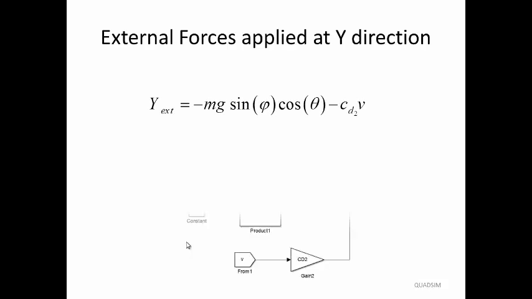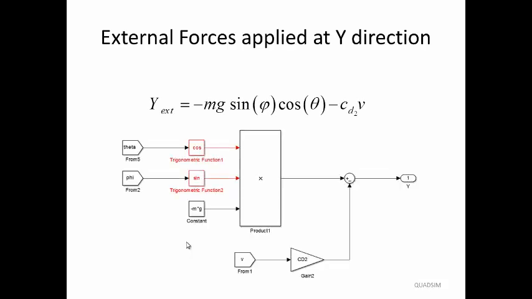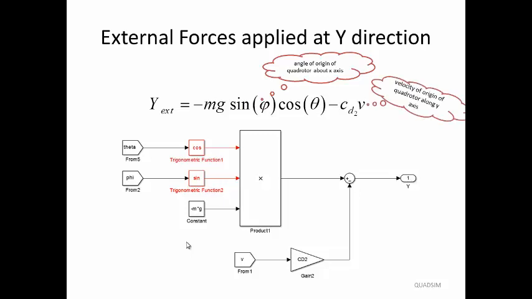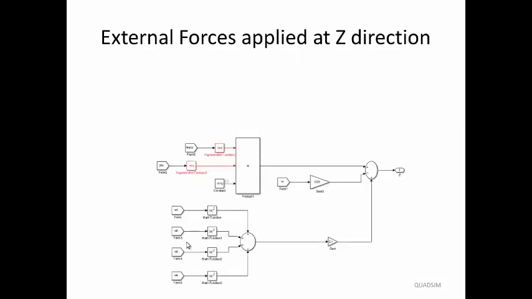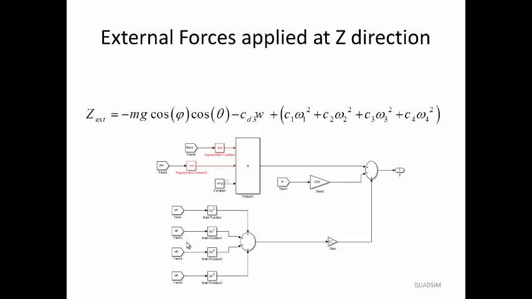But about the external forces applied in the y direction, you can see this formula and the block system in Simulink. Sine phi. Phi is the angle of the origin of the quadrotor about the x-axis, and v is the velocity of the origin of the quadrotor along the y-axis too. But what about the z direction? In the z direction, you can see this formula. But what about w? W is the velocity of the origin of the quadrotor along the z-axis.